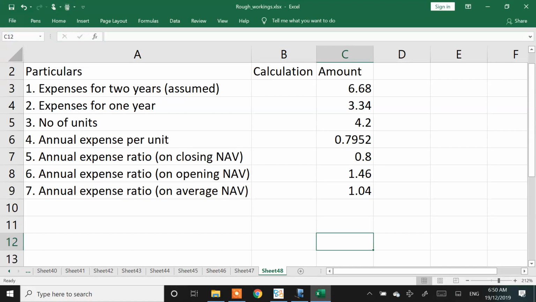0.8% if I go on closing NAV, 1.46% if I go on opening NAV. Practically average is what works, and that is 1.04%. Average is what works, and that is 1.04%. Any doubts on this?